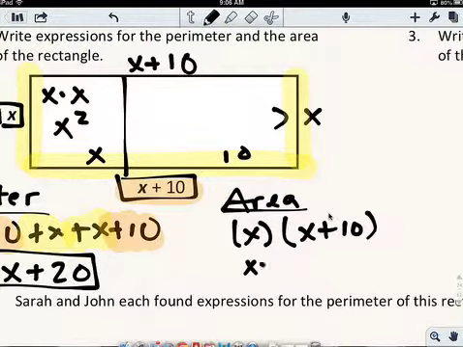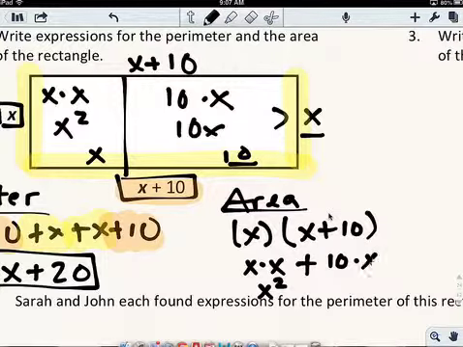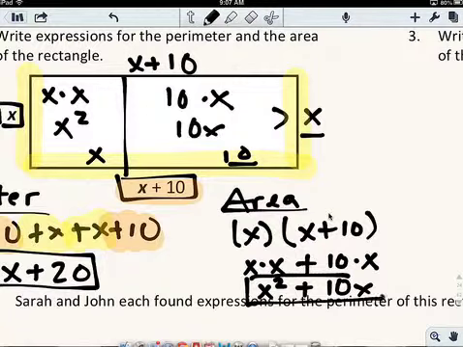I'll put that work down here as well. And I have 10 times x from the 10 here and the x here. 10 times x gives me 10x. So this is going to be plus 10 times x and then plus 10x. So my final area is x squared plus 10x, because x times x is x squared and 10 times x is 10x.